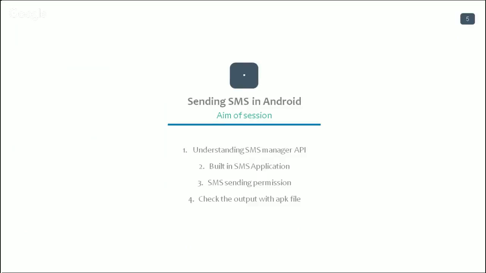After completing our SMS Manager API work and the built-in application is called or executed, we'll be sending SMS. Before sending SMS, definitely we'll be asking our Android device to give us permission to send SMS. And finally, when every task is completed, we'll be checking our output with the APK file. That will be our main priority at the end of this session on sending SMS in Android.